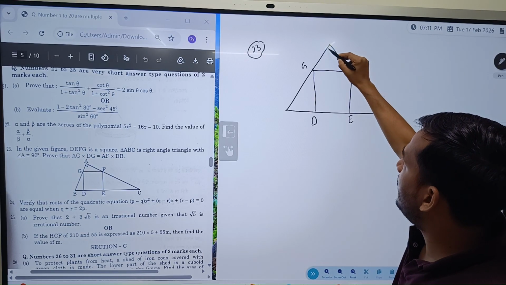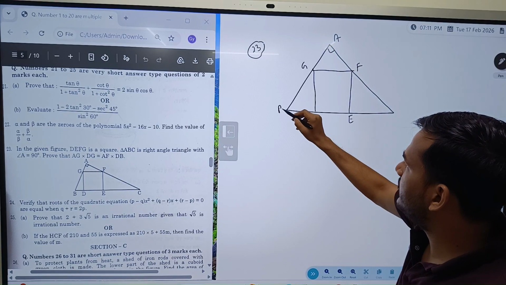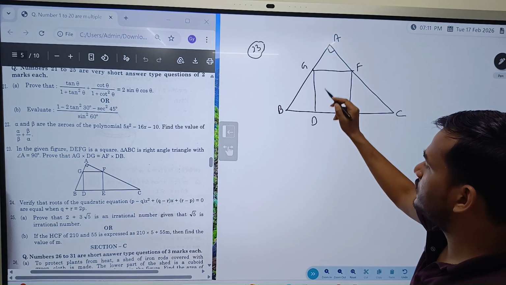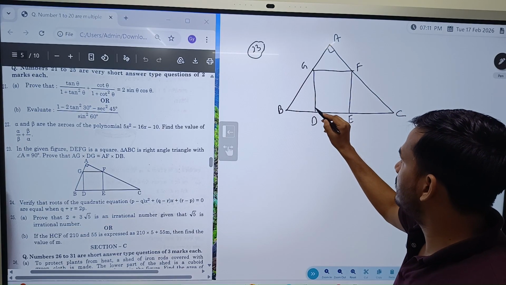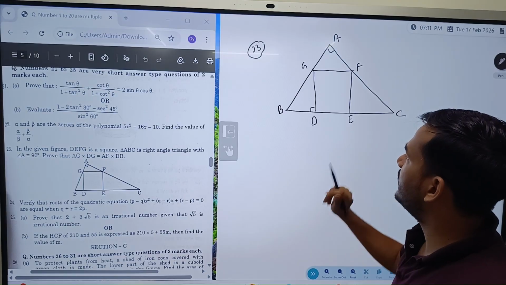DEFG, this angle A is 90 degrees, BC. So we know that all the angles of the square are 90 degrees. So this angle is also 90 degrees. This angle will be 90 degrees.